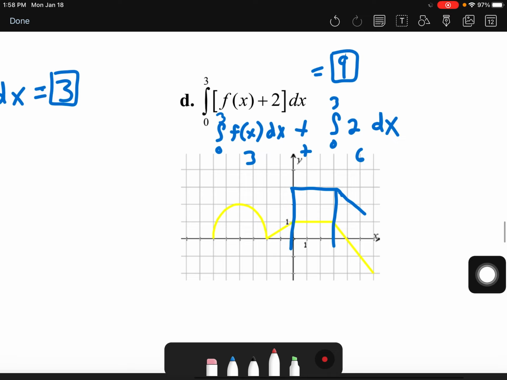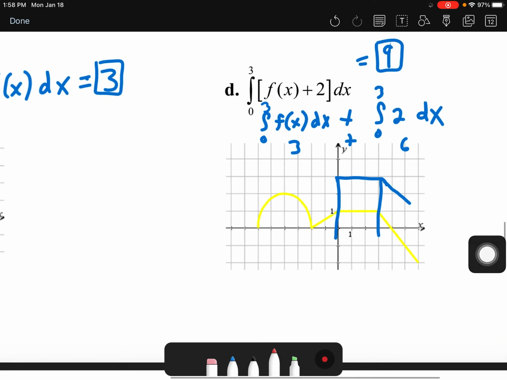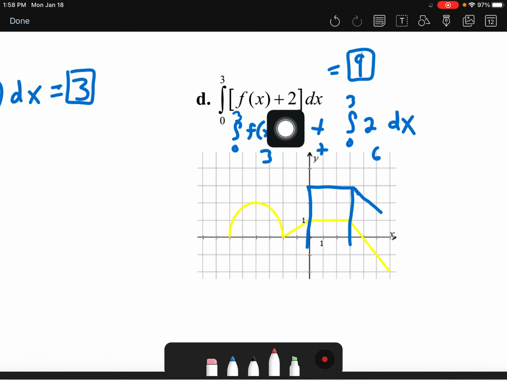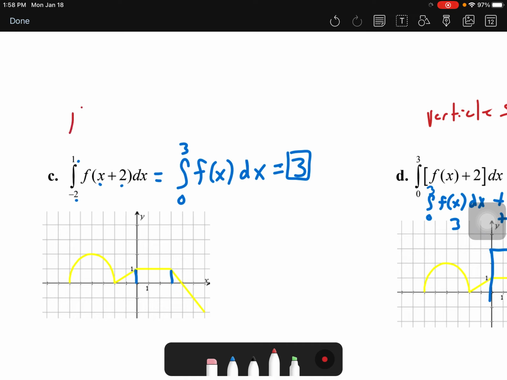All right, part D. Now notice the difference between C and D. In C we had x, and the +2 is in the parentheses. Now in this one, it's outside of the parentheses, and this represents a vertical shift, right? Let's write that down. This is a vertical shift when it's outside. This one would have been a horizontal shift.